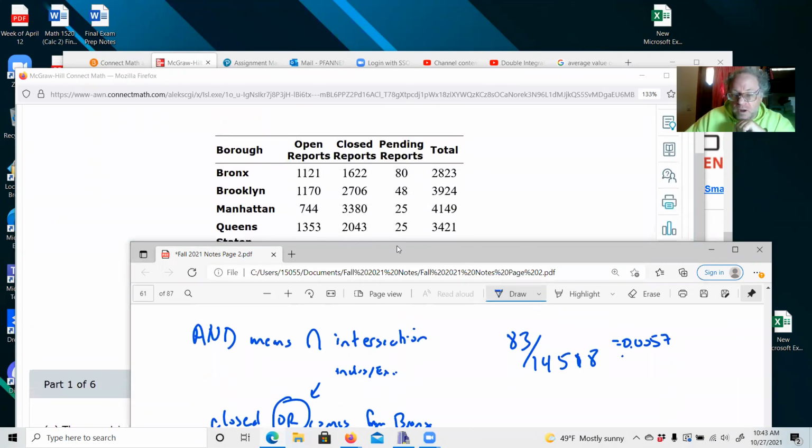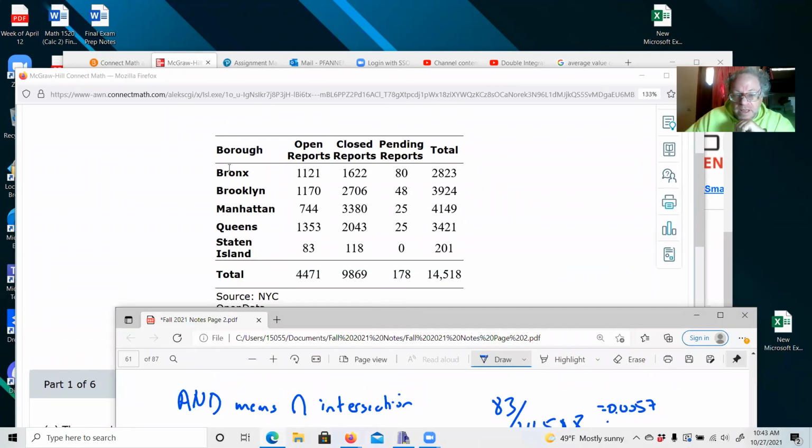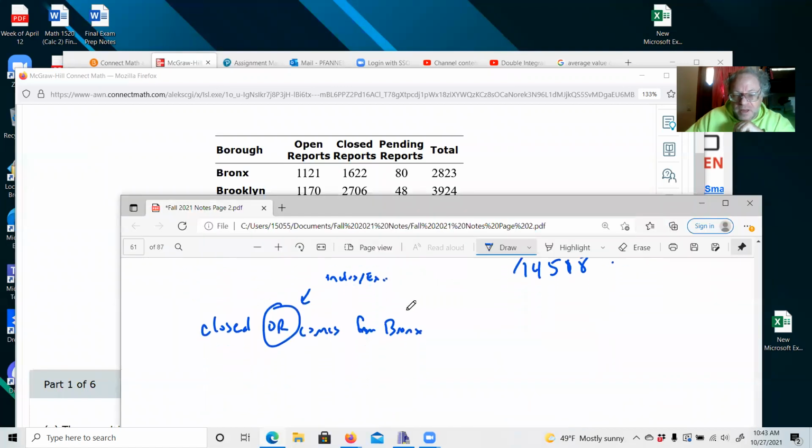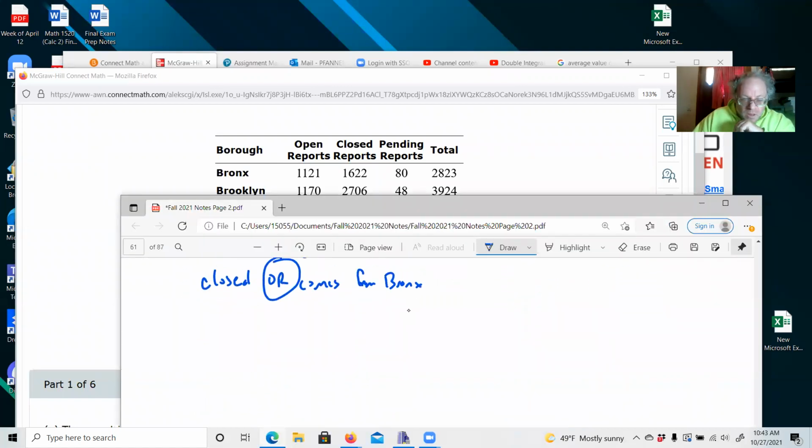So with the "or," we've got to add up all the ones from the Bronx. So that would be this whole line. Let's go slow with this. The Bronx is 1121 plus 11, or 1622, plus 80. Okay, that's what we have for closed or comes from the Bronx. This is the part from the Bronx.